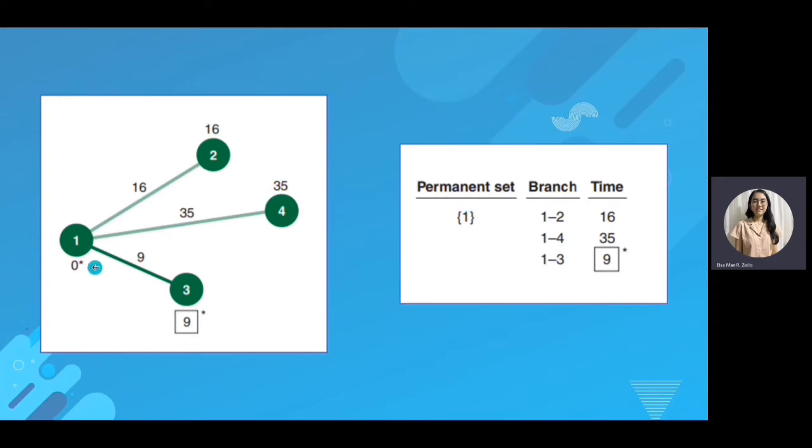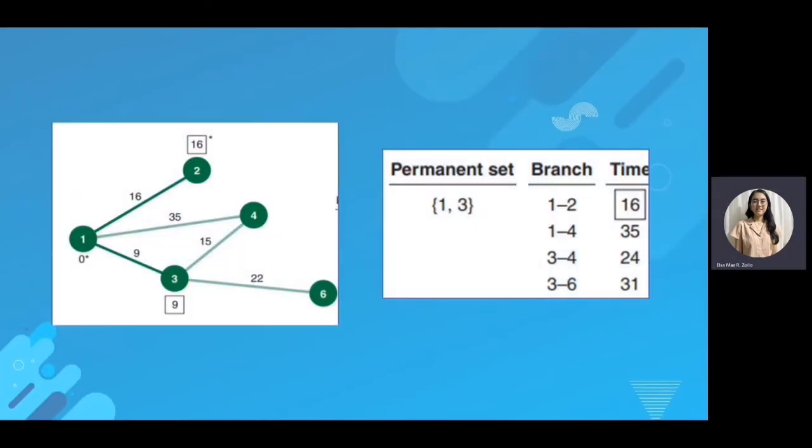As seen in the figure, there are 3 branches coming from node 1. From node 1 to 2, it will be 16 hours. From node 1 to 3, it will be 9 hours. And from node 1 to 4, it will be 35 hours. The shortest time is 9 hours. That is from node 1 to node 3. So, imamark natin yung branch na yon with a heavy line para may palatandaan tayo na yun ang ating napiling shortest route.